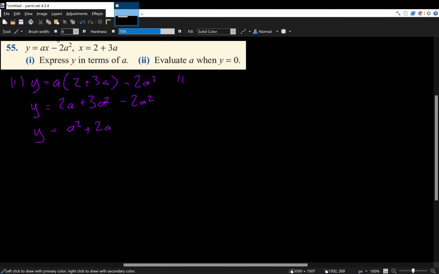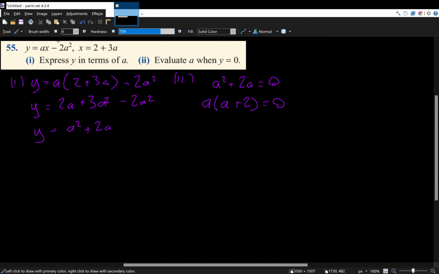Now for part 2, we're asked to evaluate the value of a when y is equal to 0. So we're going to take this value for 0 and we're going to sub it into our equation in place of y. So what we get is a squared plus 2a is equal to 0. And now this is a quadratic, so what we're going to do is factorize out our a. We've got a times a plus 2.